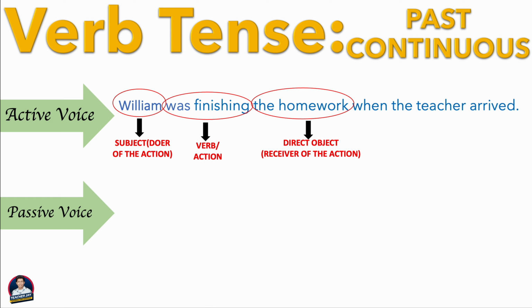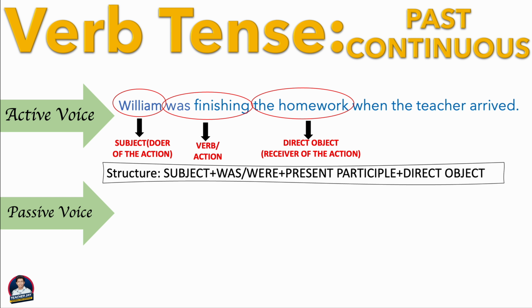In this example, as you can see, we have the subject William, who performs the action was finishing the homework. And then this example uses the structure subject plus was or were, depending on your subject, and the present participle form of the verb or the ing form of the verb. In this example, we have the verb finishing, and then the direct object, the homework.